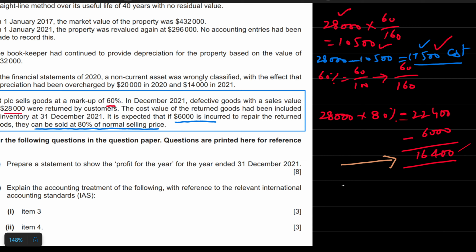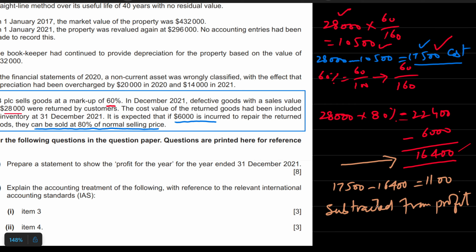So inventory is overvalued by how much? 17,500 minus 16,400. This is 1100. This 1100 will increase loss. It will be subtracted from profit. And if we are supposed to prepare a statement of financial position, this 1100 will be subtracted from the total value of the inventory as well.